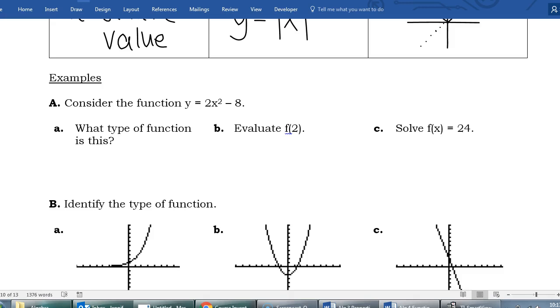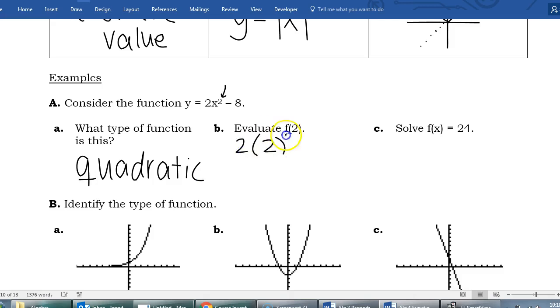So first of all, we have the function y equals 2x squared minus 8. What type of function is this? Anytime we see a power 2 as our highest power, we should recognize that as a quadratic function. Evaluate f of 2 just means substitute 2 in for the value of x. So this is 2 times 2 squared minus 8. You can use your handy-dandy calculator or your handy-dandy mental math for that one. I know 2 times 2 is 4. 2 times 4 is 8. 8 take away 8 is 0.